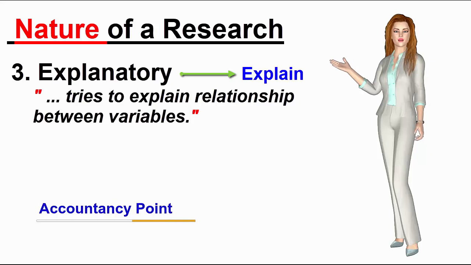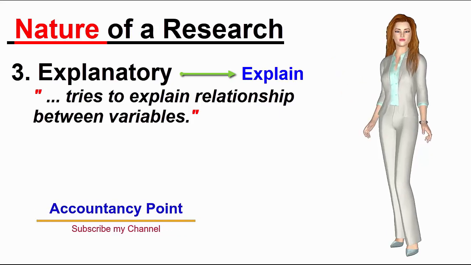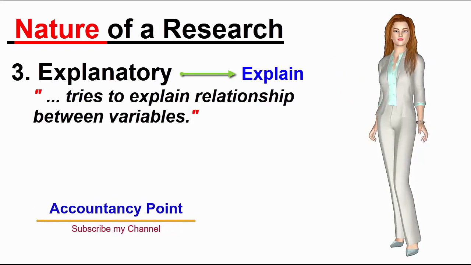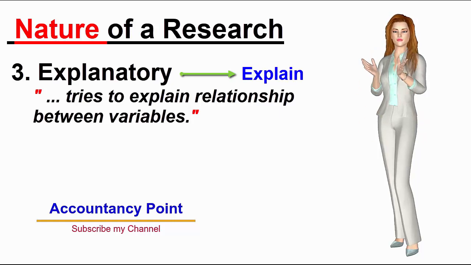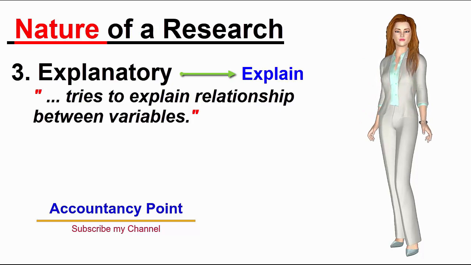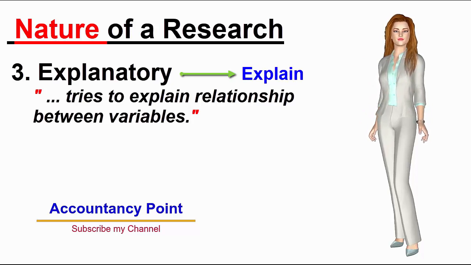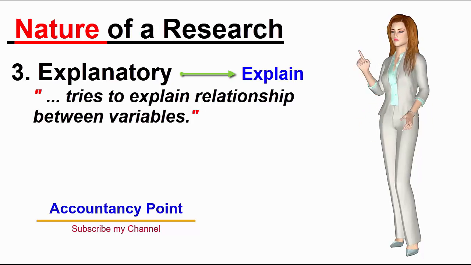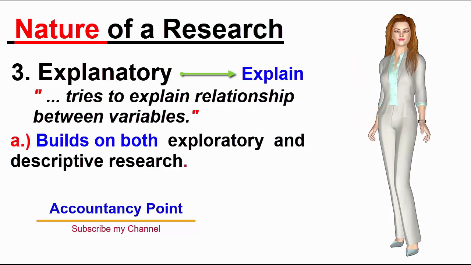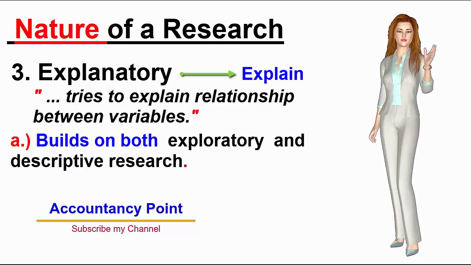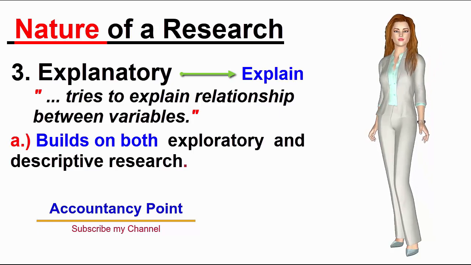Lastly, we have the explanatory nature. Again, let's start with the definition. This kind of research tries to explain relationships between variables. This is the highest order research. It builds on both exploratory and descriptive research. Let's summarize a bit. Exploratory research identifies some variables within the phenomenon, then descriptive research may be able to draw some correlations between these variables, but we all know that correlation doesn't imply causality.